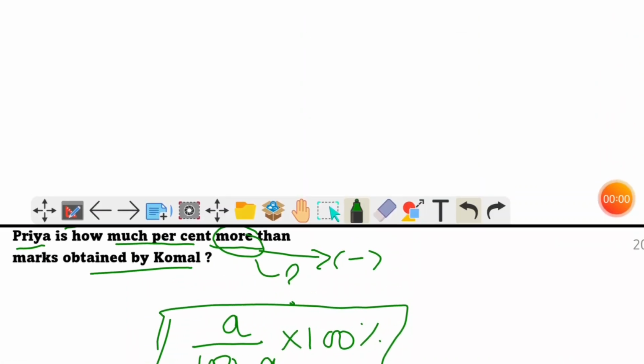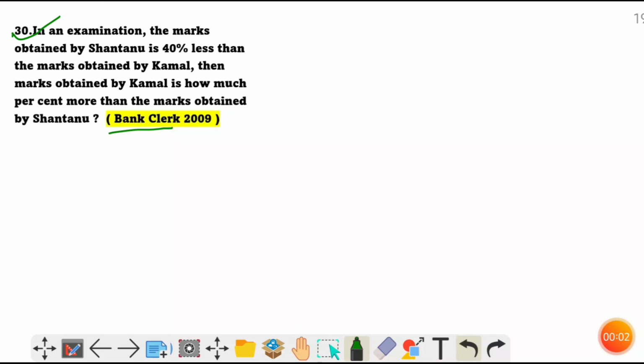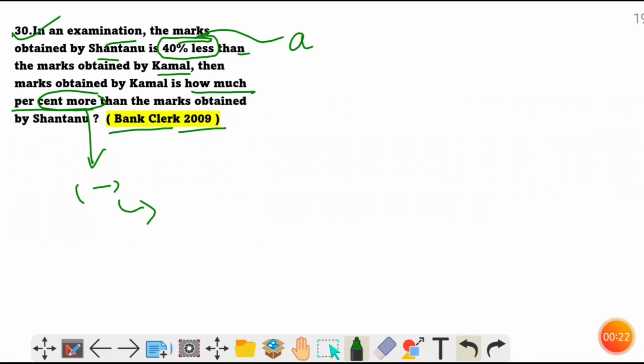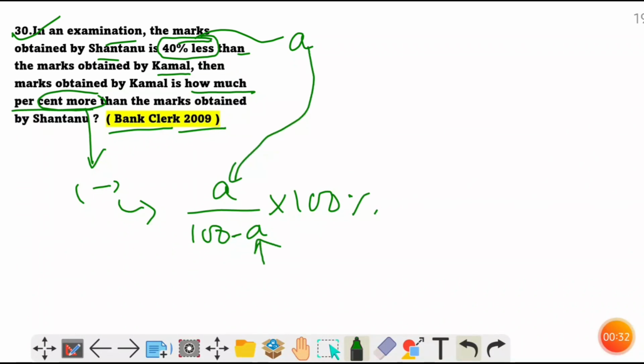This is your homework. Now another similar question was asked in Bank Clerk 2009. Just don't see the question, see the percentage over here, that is the value of A, and then just see what you have to find. You have to find how much percent more. For more, we are using minus in the formula. That is the value of A is 40 and we are using minus. So we got the formula A upon 100 minus A into 100%. Now this is again your homework. I know you can solve this. Just put the value of A and find the answer.